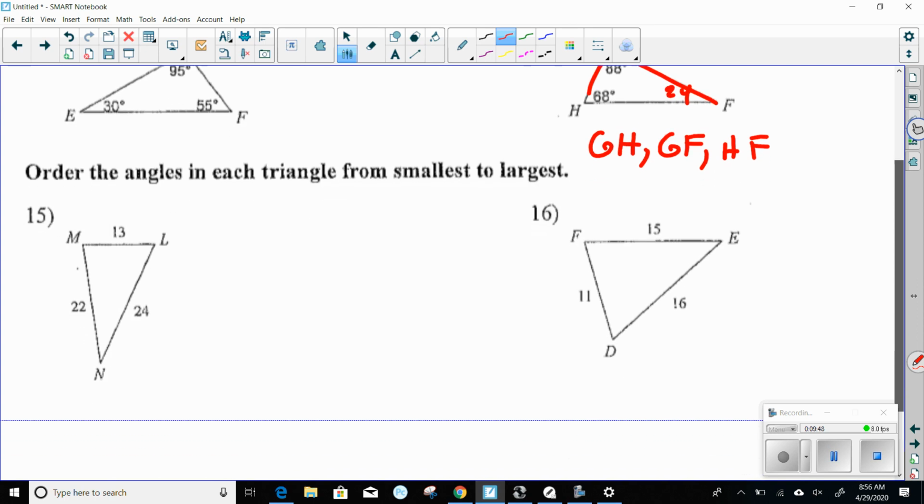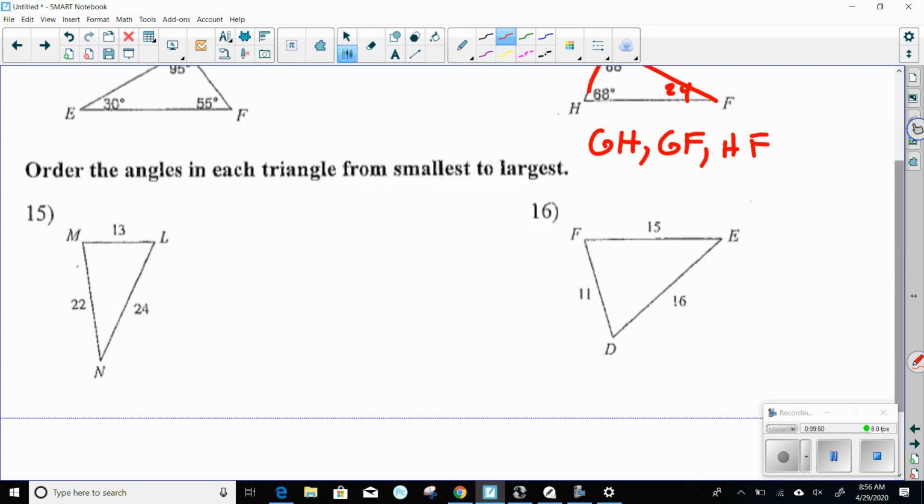15 and 16 are almost the same. In this case, we're comparing the angles. So if I want to list my angles from smallest to largest, the smallest side is ML. So angle N has to be the smallest angle. The next one is 22, it's opposite angle L. And then the longest side is 24, so angle M has to be the biggest angle. So you compare the sides with the angles or compare the angles with the sides. It goes either way.